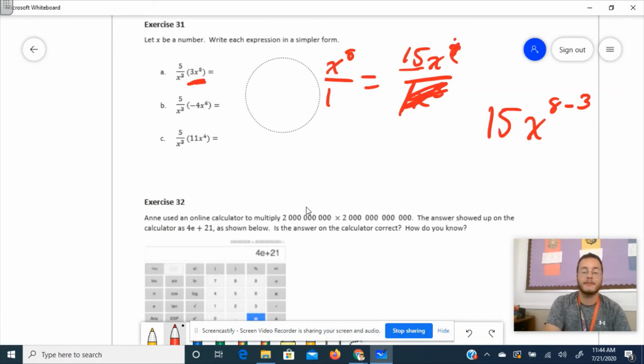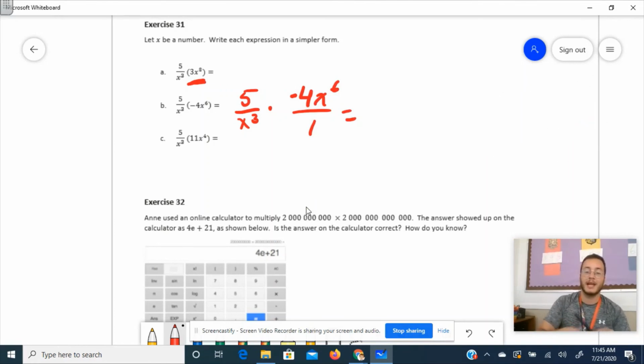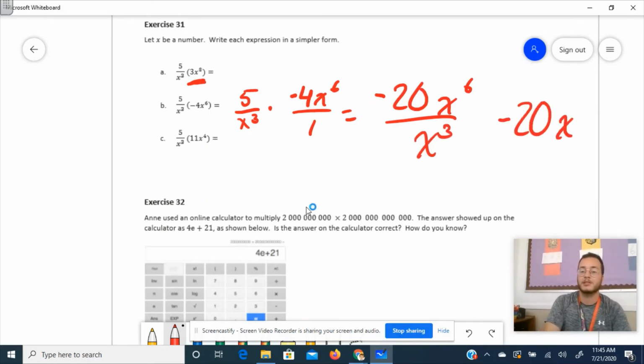Now I have 5x to the 3rd power, multiplied by negative 4x to the 6th power. Multiply that out. I have 5 times negative 4 is a negative 20, because a negative times a positive is a negative, times x to the 6th power over x to the 3rd power. Once again, negative 20 stays the same. X to the 6 minus 3 because it's subtraction and the exponent's bigger.